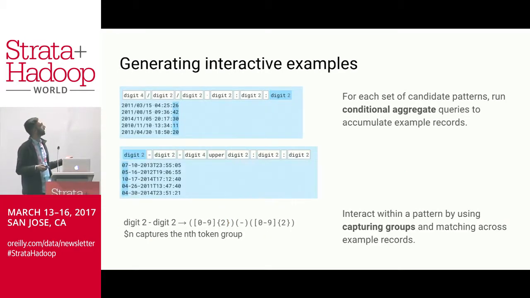The last part is how can we generate interactive examples, since we want to present the example data to the users. So once we have these candidate patterns, as the users slice across the pattern tree, we can just run some conditional aggregate queries. We'll take each record, match it to its pattern, and if no pattern is found, we'll match it to other, and then we can aggregate over these records to present examples. And then to get the nice interactive highlighting experience, we can just use capture groups. So the nth token corresponds to the nth capture group, and then you can see where it matches up in the regular expression.